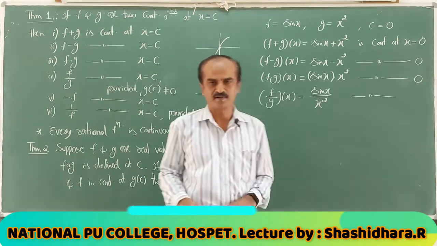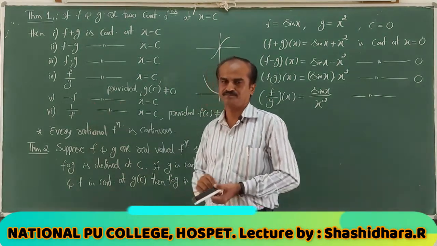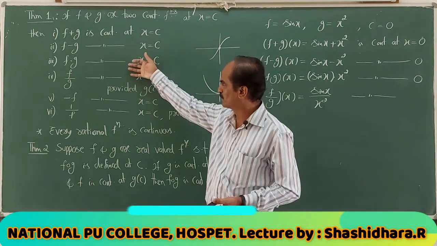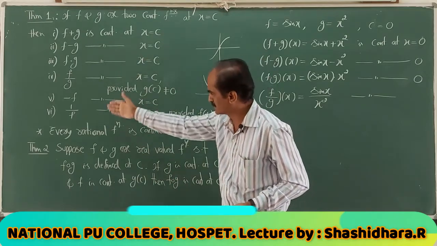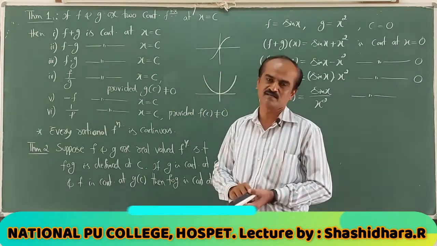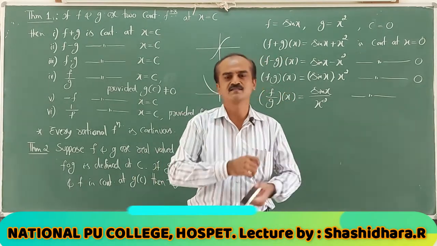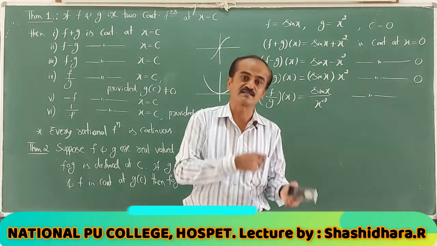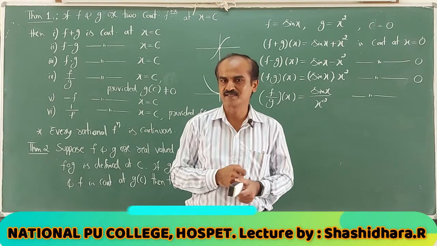With this property, we can write two more statements. With the help of these properties only, we are able to write: if f is continuous, minus f is also continuous. If sin x is continuous, minus sin x is also continuous. If x square is continuous, then minus x square is also continuous. That is what the property says.